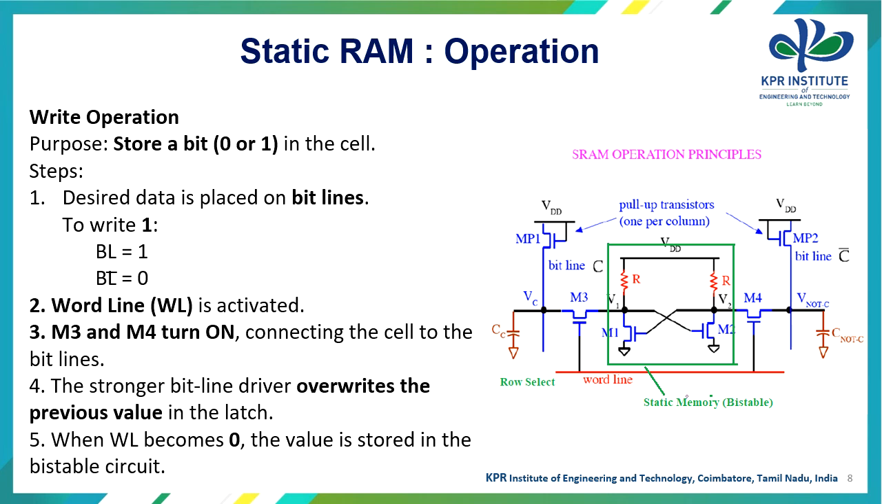Next, M3 and M4, which connect the cell to the bit lines, should be turned on. The stronger bit line driver overrides the previous value available in the latch. When WL becomes 0, the value is stored in the bistable circuit.